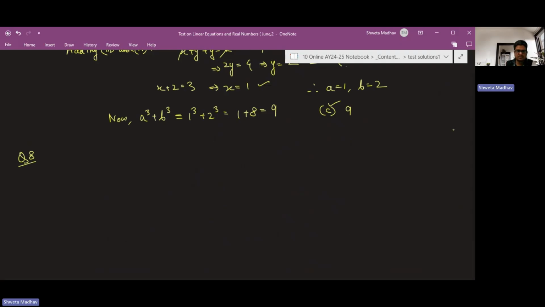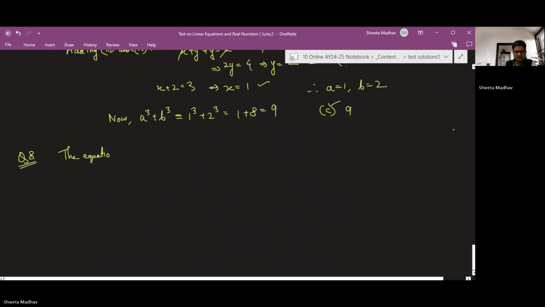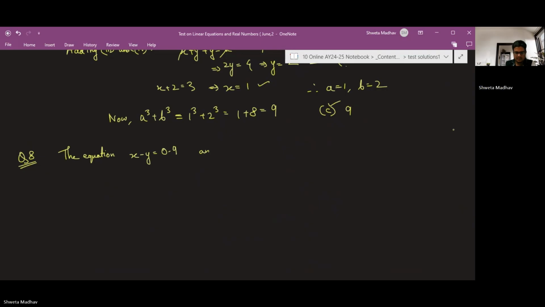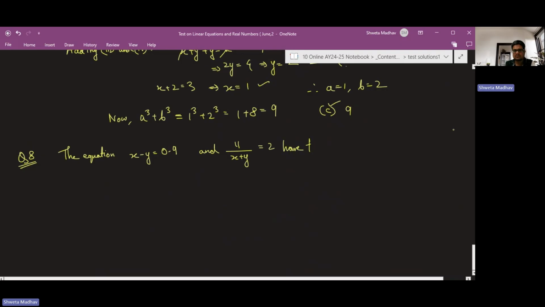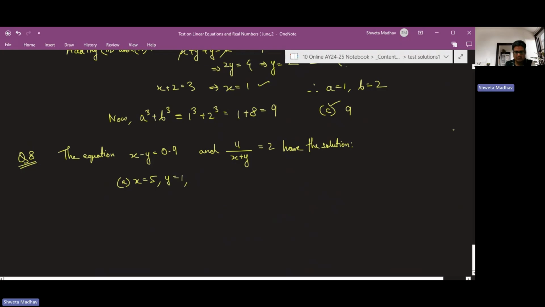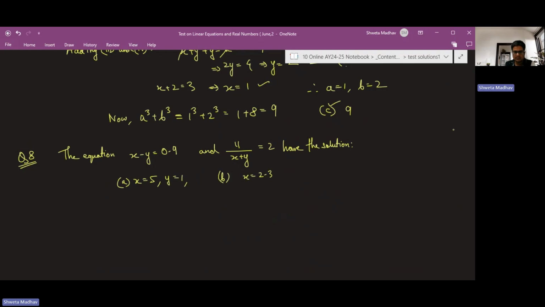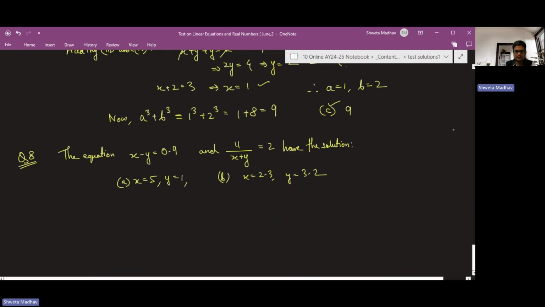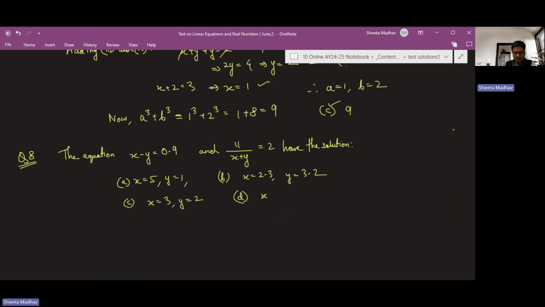Then in question number 8, it has been told that the equations x minus y equal to 0.9 and 11 by x plus y equal to 2 have the solution. The options are given as A, which is x equal to 5, y equal to 1. B is x equal to 2.3 and y equal to 3.2. Then C is given as x equal to 3 and y equal to 2. And option D is given as x equal to 3.2 and y equal to 2.3.